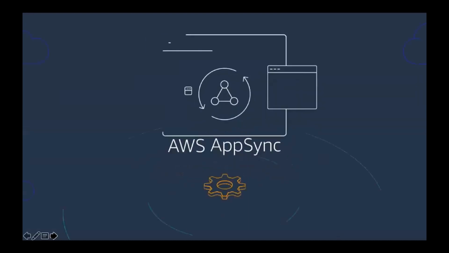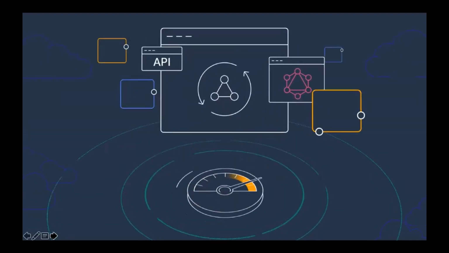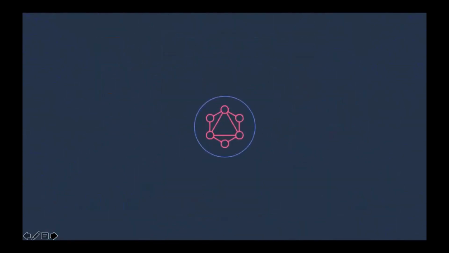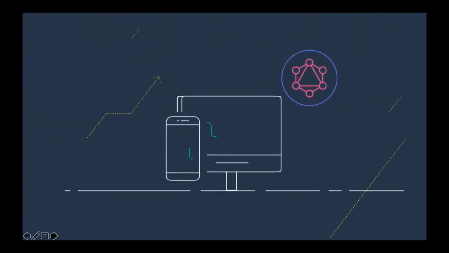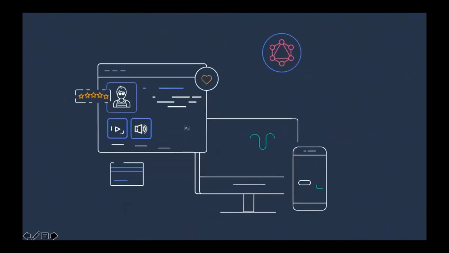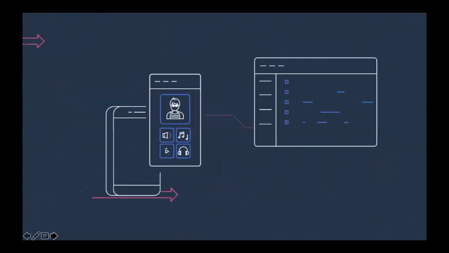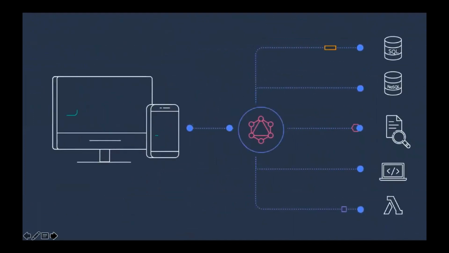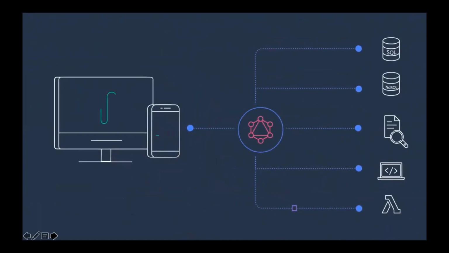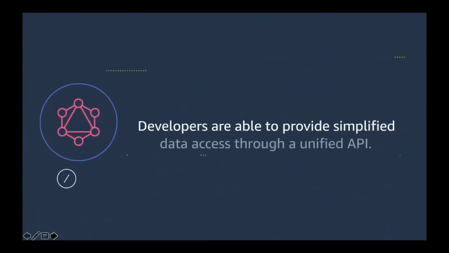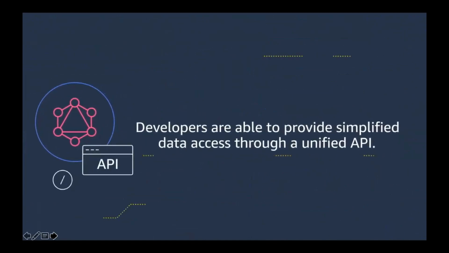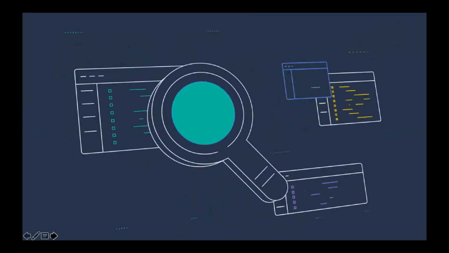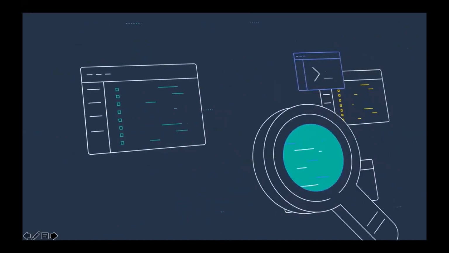AWS AppSync is a fully managed GraphQL API service that improves application performance and enables companies to build applications faster. GraphQL improves app performance through simplified data access. You query only the data you need for your app, and you can access, manipulate, and combine data from multiple data sources in a single network request. GraphQL enables faster development because backend developers are able to provide simplified data access through a unified API.